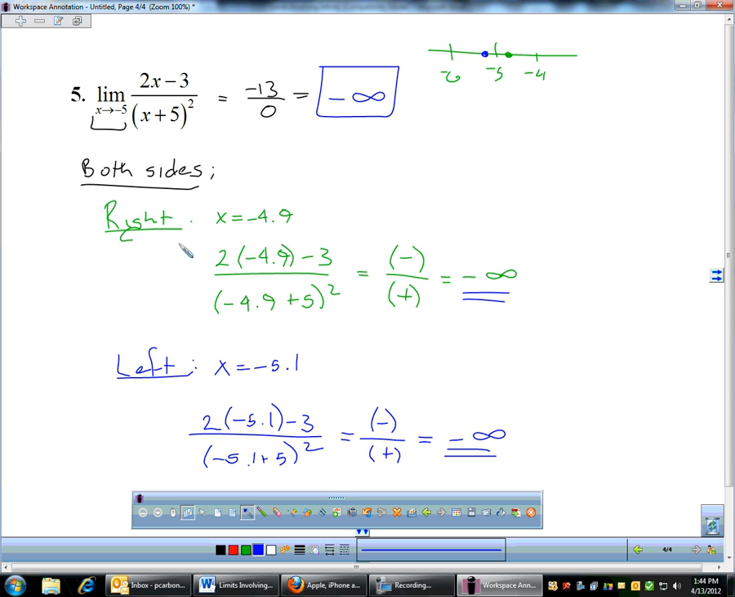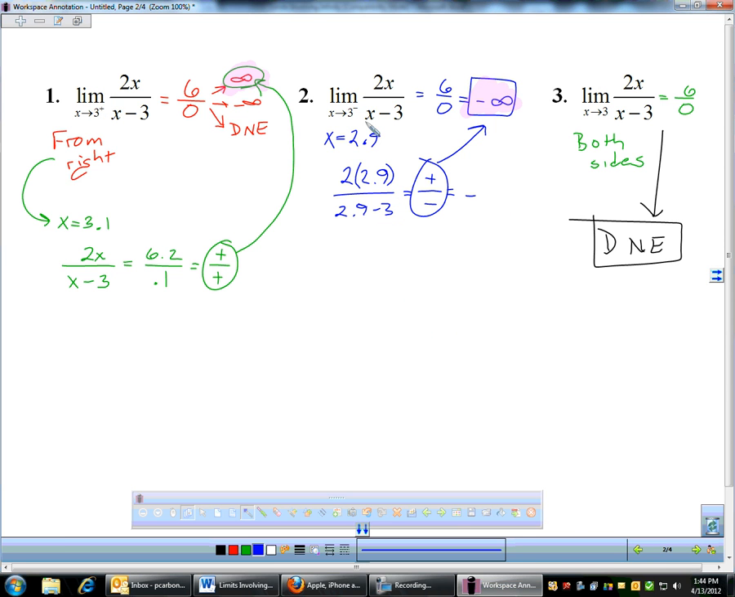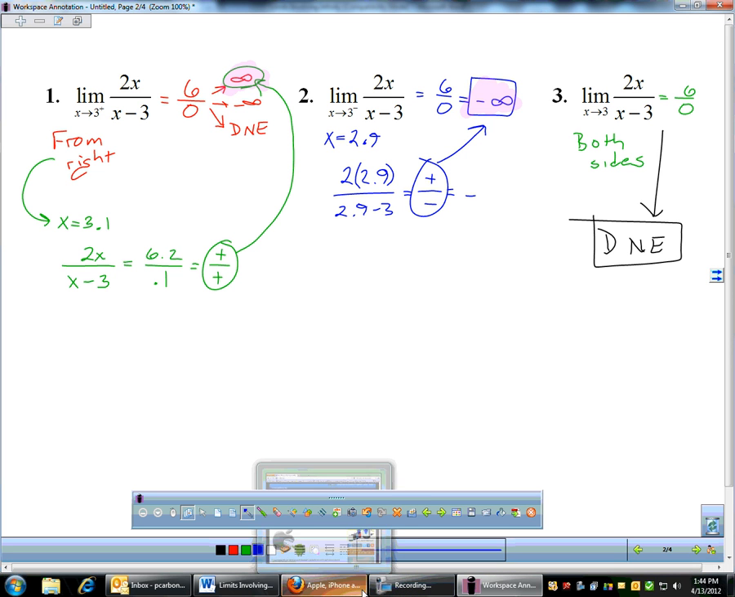So anytime you get a number divided by 0, this is the thought process you have to go through. Yeah, if it doesn't specify side, you have to look at left and right. This one I didn't specify side. I had to look at the left and the right. These two, if you specify side, then just look at that one side. But number 3 didn't specify, so we had to look at both. So there's your another type of limit involving infinity. This is not in the book. We'll polish this up on Monday.